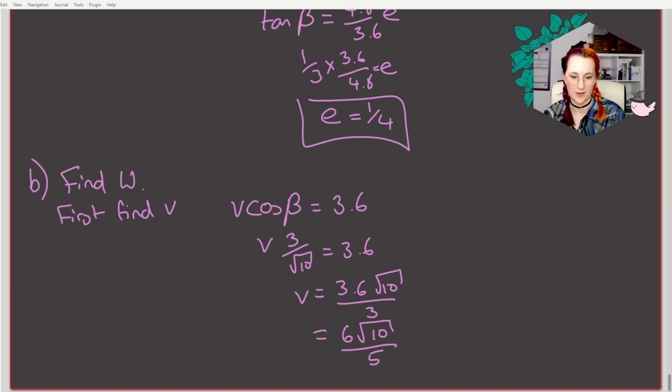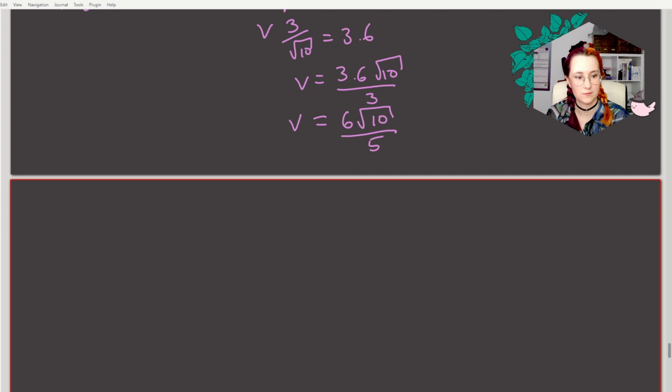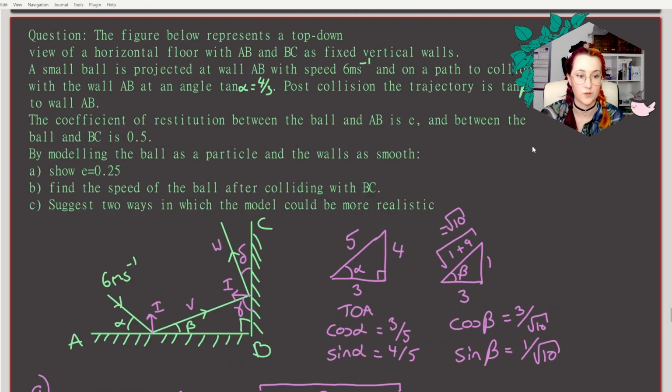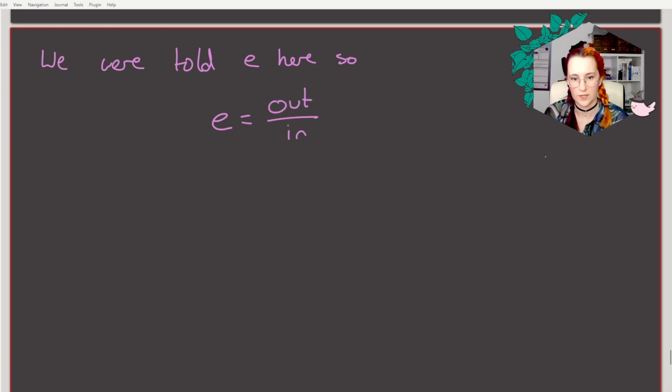Yes, 6 root 10 over 5. So that's v. Then we know, so we were told that the coefficient of restitution here, for the ball in BC, is 0.5. Okay, so this bit here. So E is out over in.